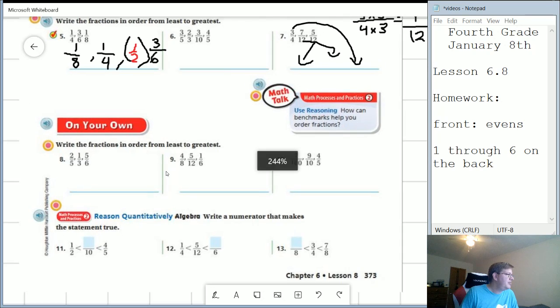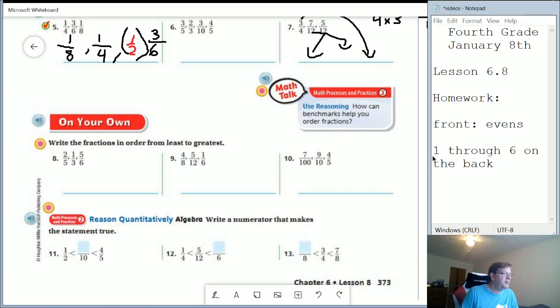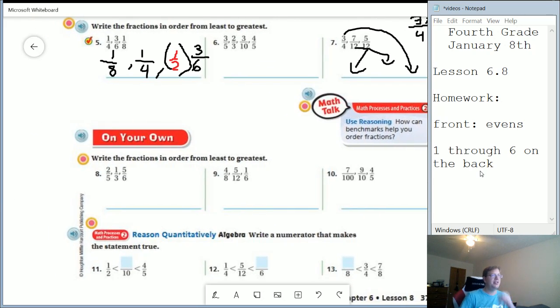I want to do one that we don't have something quite as easy to work with. So let's do, actually, I think either 8 or 9 are both good. We can use our benchmark fractions to help us. So let's do number 9. I want you to figure out if there's one of these, or actually, let's just compare all 3 of them to 1/2.